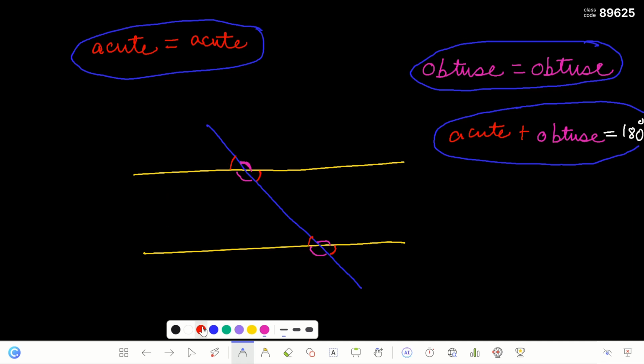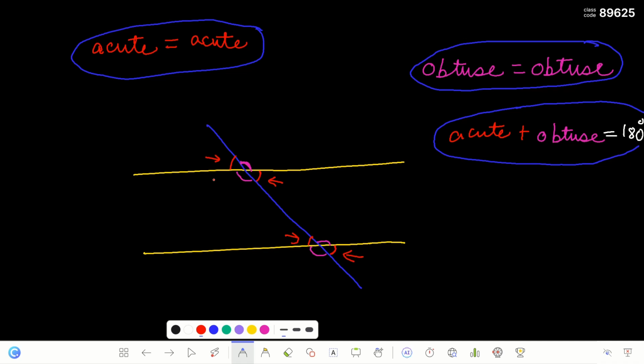For example, let's say this angle. Now, this angle will be equal to this angle, vertically opposite angles, and this angle will be equal to this angle, corresponding angles. Also, this will be equal to this one, exterior alternate angles, and so on and so forth.